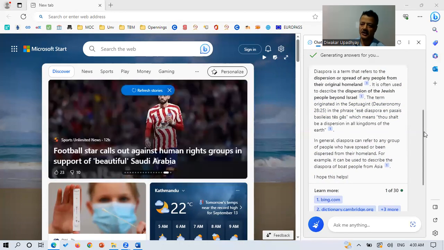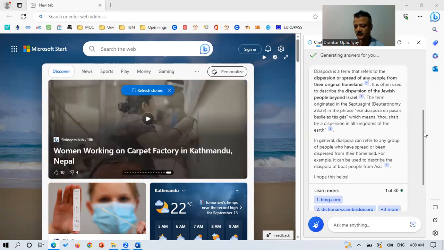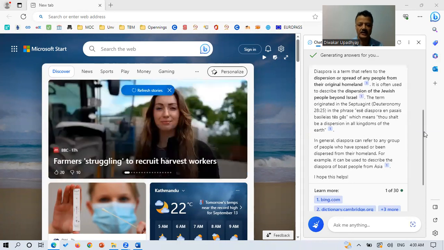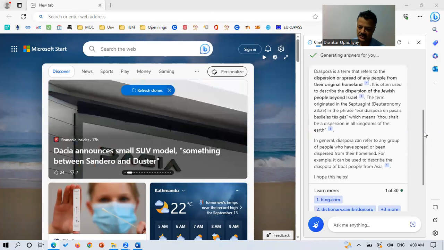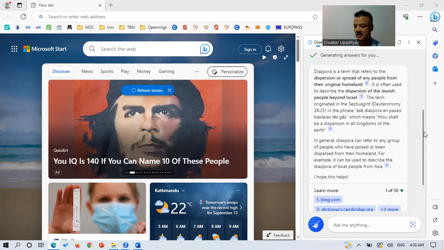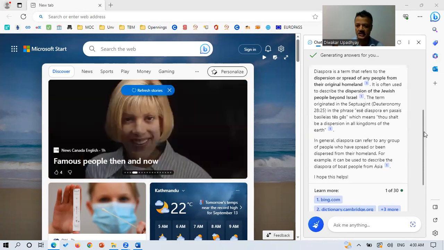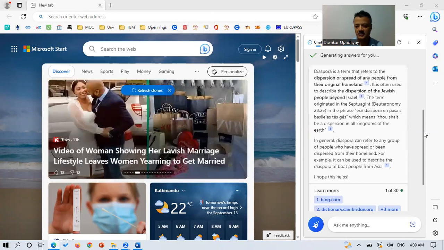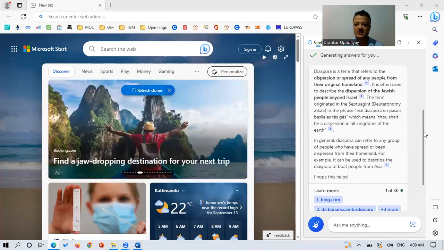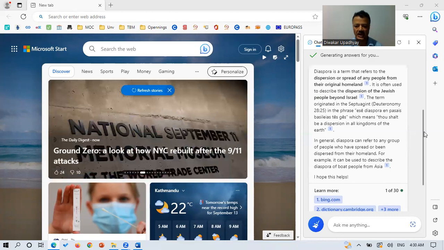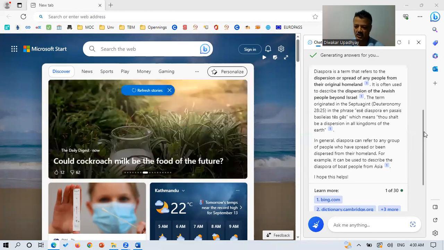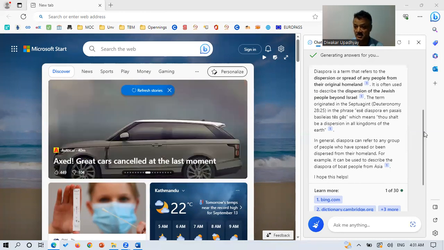So if a Nepali person living in Australia writes a piece of story or literature, let's say, and if we have that in our course, then we can say writing from the Australian diaspora. Nepalese living in Canada might write something, and we may study that, which will be writing from the Canadian diaspora. So what is diaspora? Dispersion or spread of people from their original homeland, right? And it says it is often used to describe the dispersion of the Jewish people originally from beyond Israel.